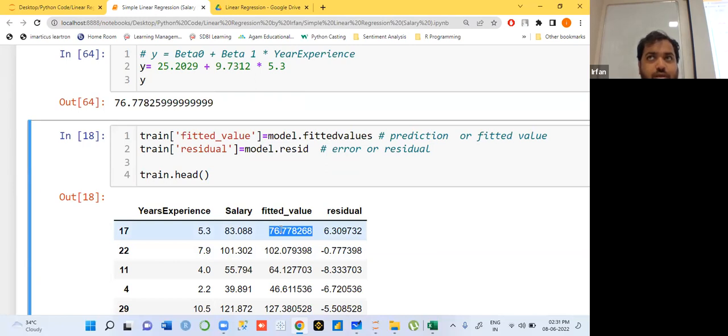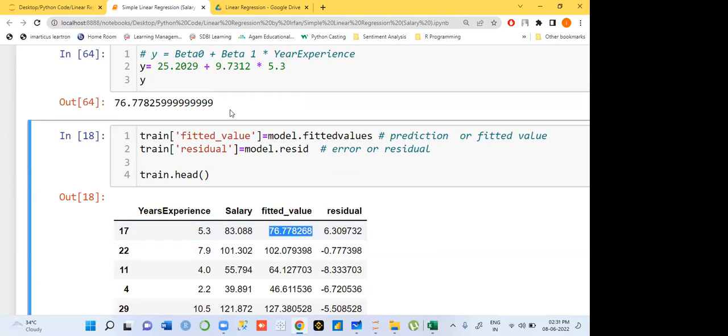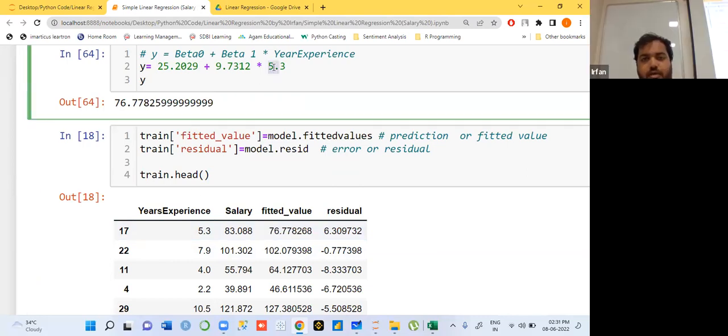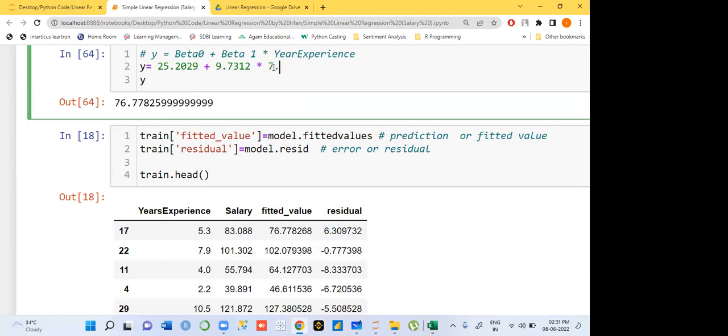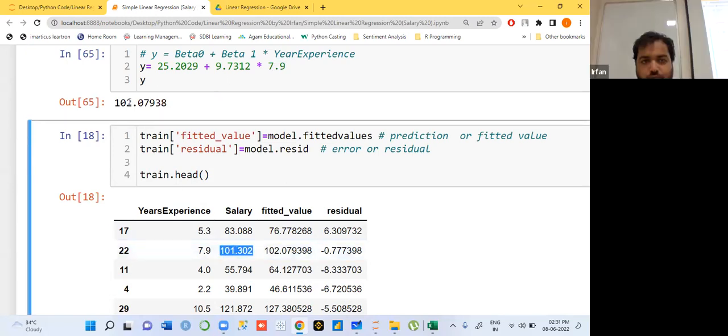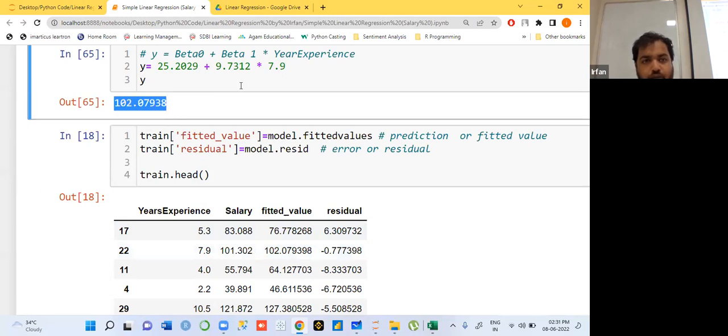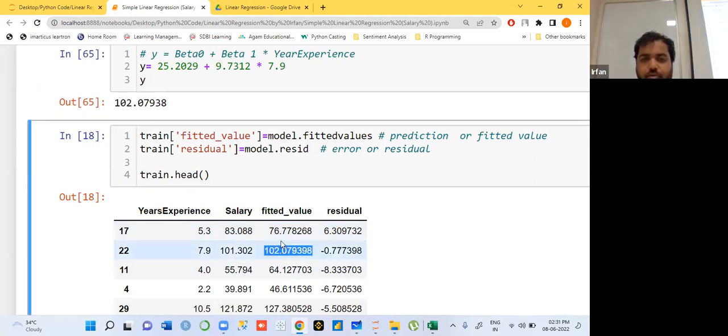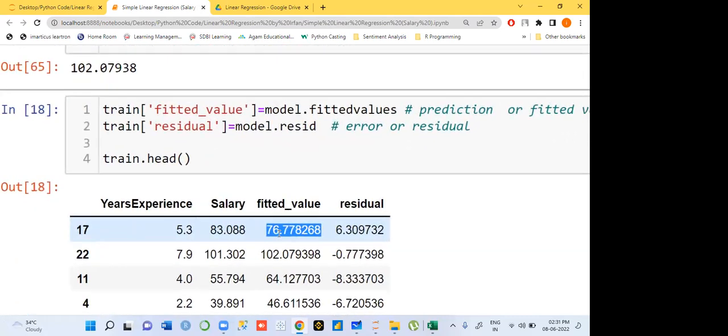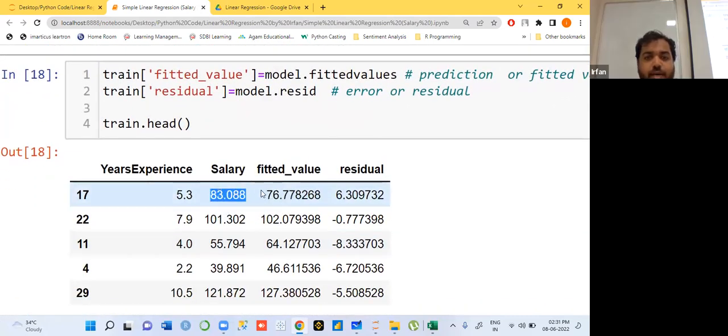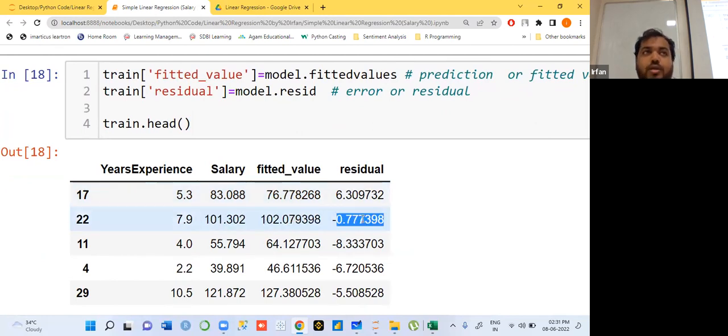Anisha, Kiran. Yes, sir. Second person, how much experience does he have? Second person from the data. Kiran, can you say me? Second person is 7.9. And how much is earning? Earning is 1,03,300. How much should he earn as per the model? 1,02,000. That is called fitted value. Now clear how we get this number? Yes, sir. Okay. Now residual formula is 83 minus 76. Will give you residual. 101 minus 102 will give you another residual.